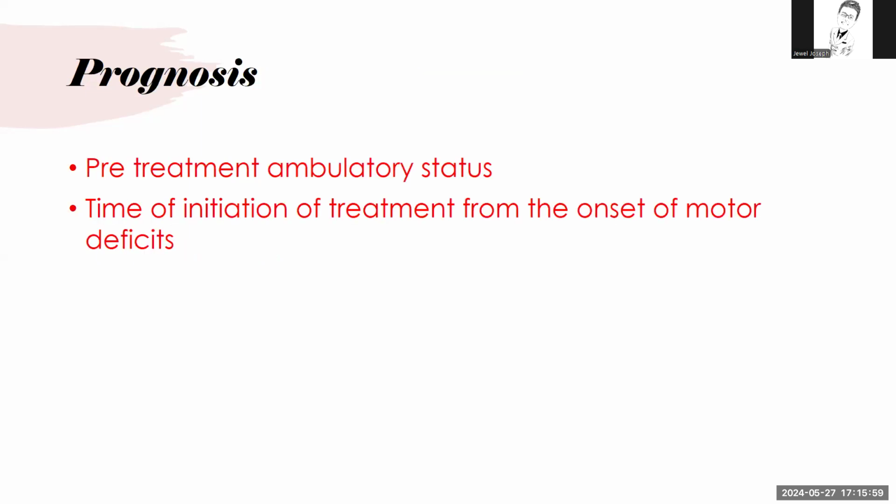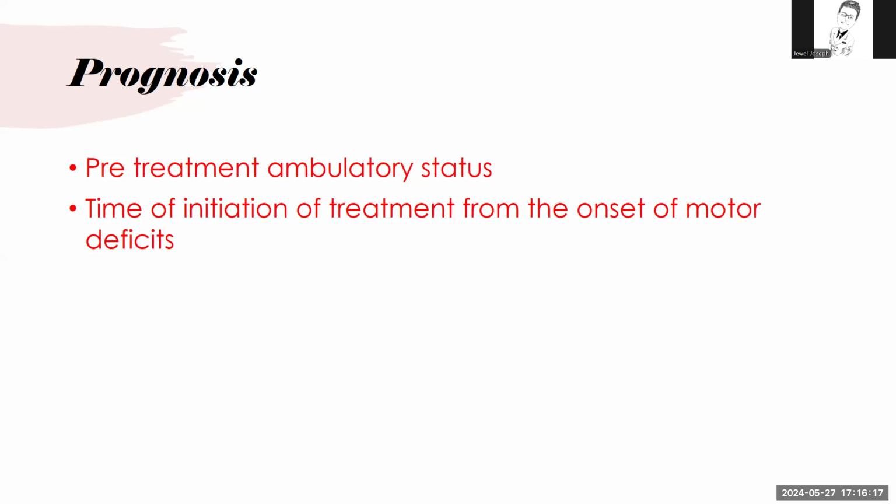The prognosis, as I mentioned earlier: the pre-treatment ambulatory status is the most important prognostic factor. Again, that is why it is always important to treat back pain in a patient with malignancy as potentially serious. Unless proven otherwise, treat back pain in a malignancy patient as malignant spinal cord compression only.